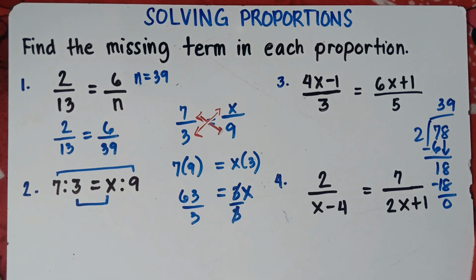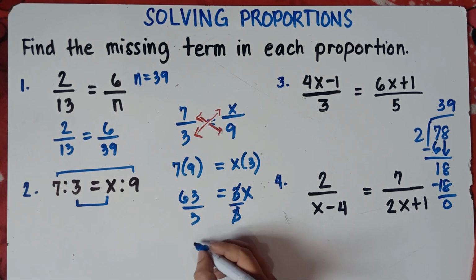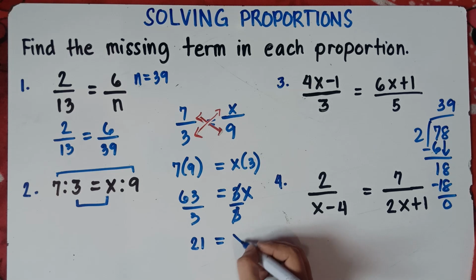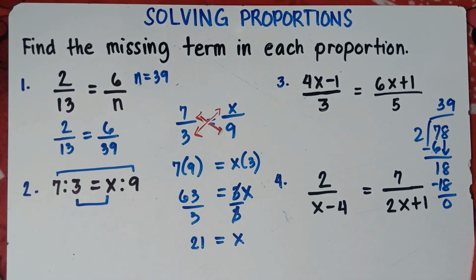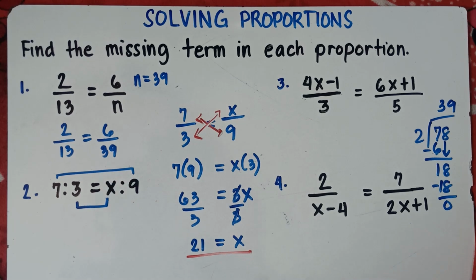What's the answer, class? That's correct. That would be 21. So this will be 21 equals x. That's it, class. That's the answer there for number 2. 21 for x. So we can complete this one.